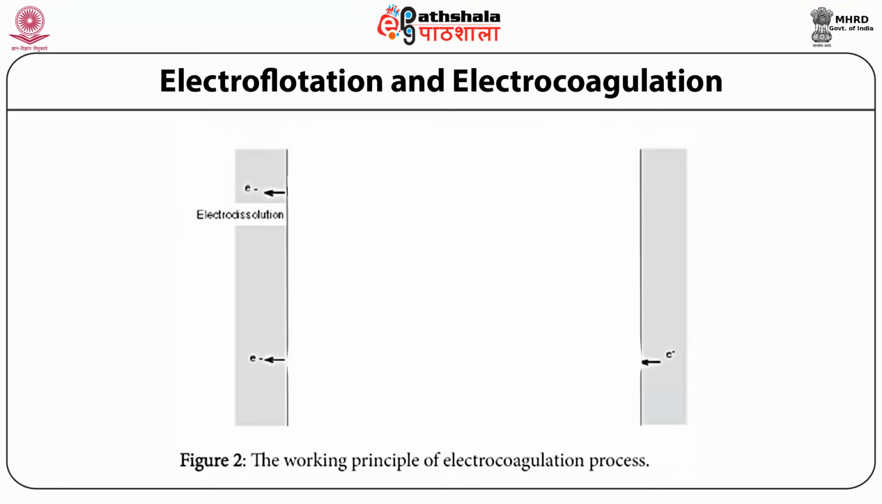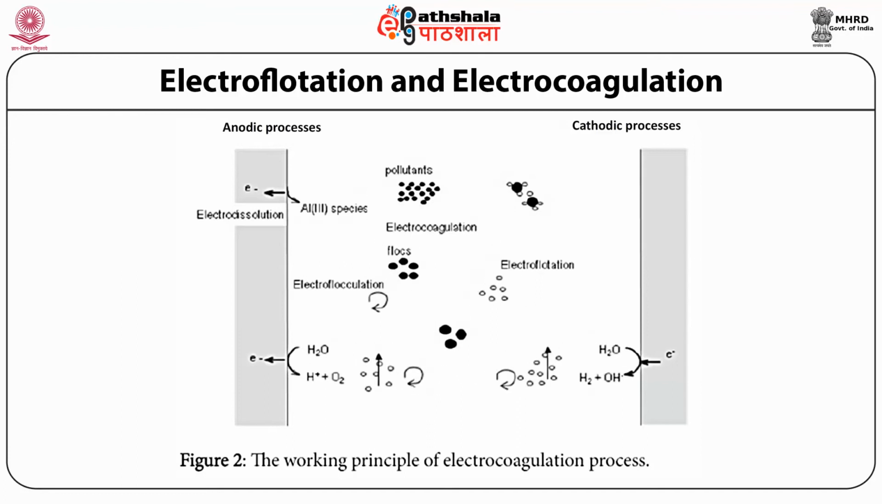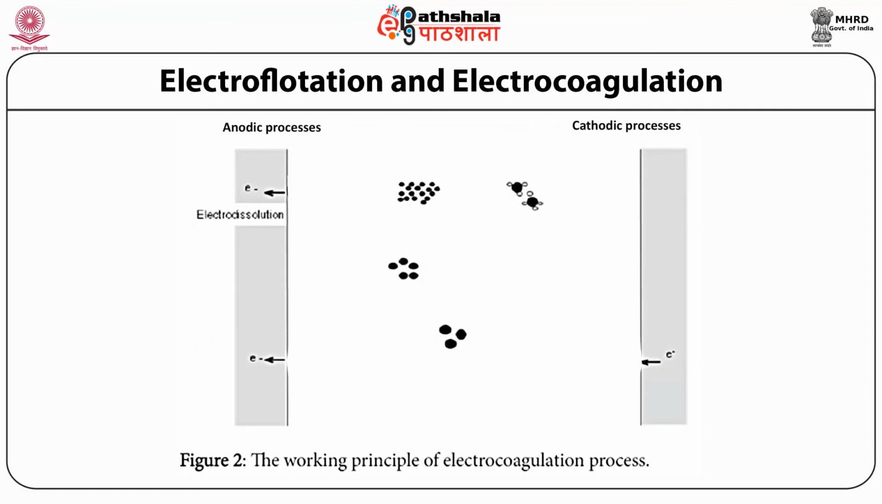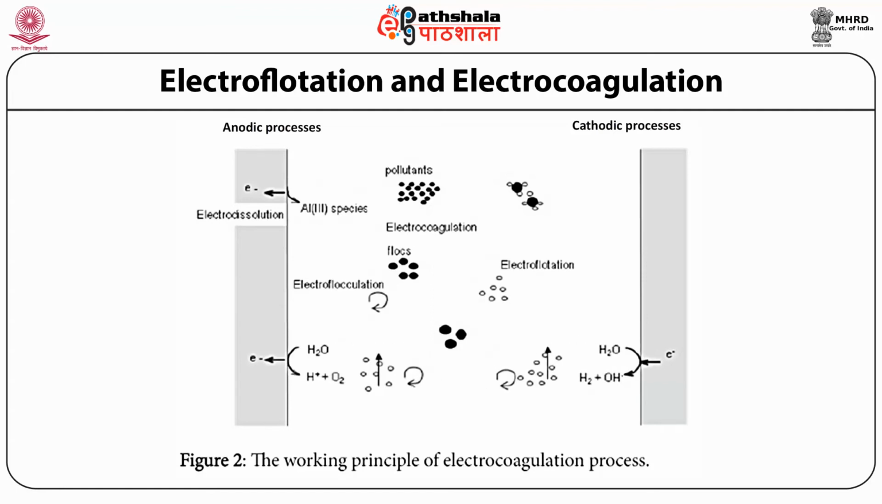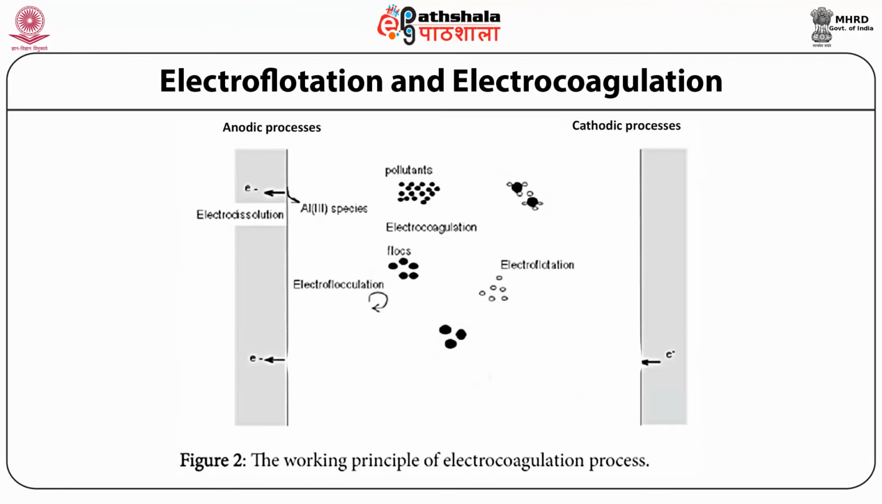This picture shows the working principle of the electrocoagulation process. In this figure, you can see that there are two electrodes performing the anodic and cathodic processes, and in between the two electrodes there is a chamber where the wastewater is transferred for the electrocoagulation process. When we add coagulants like alum, they are ionized at the anode or the cathode, and then these aluminium species react with the pollutants present in the water as suspended particles, which are not removed by the normal treatment procedure.